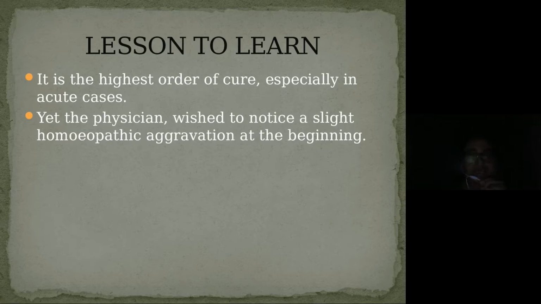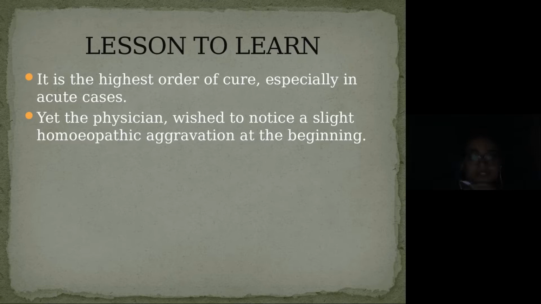Especially in acute cases, the physician wishes to notice a slight homeopathic aggravation at the beginning so that he will be satisfied that his patient is on the road to recovery. So although the fourth observation is the highest order of cure, especially in acute cases, because there will be no aggravation but the patient will recover, in chronic cases it makes the physician doubt whether that action is the curative action or just palliates the case, just giving temporary relief to the patient.